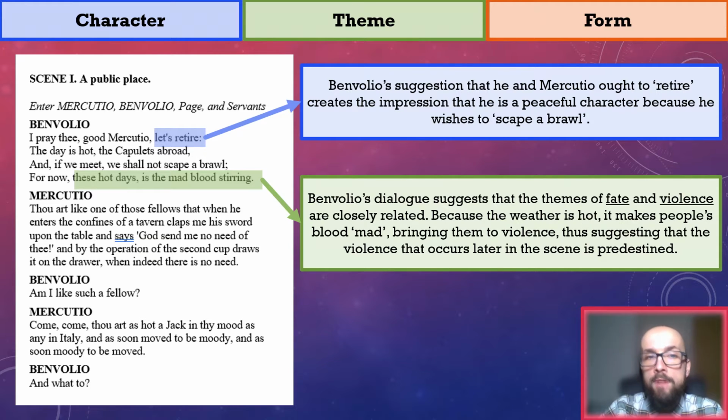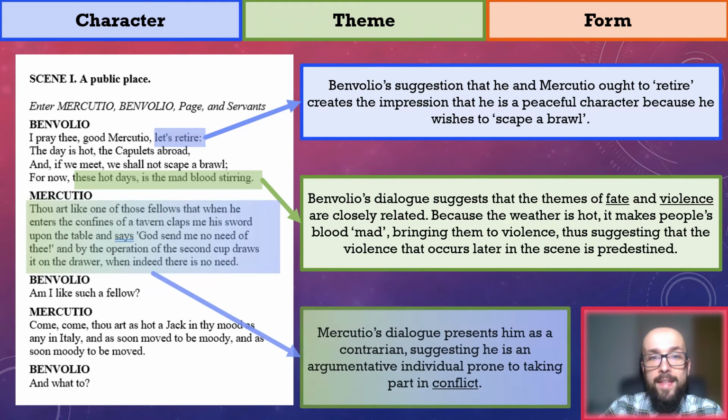Now when Mercutio responds to Benvolio's suggestion, Mercutio suggests that his friend is also prone to violence, given that he is like a pub goer who draws his sword after the second drink. Because he is disagreeing with Benvolio and making accusations about his character that more or less amounts to him calling Benvolio a hypocrite, I think we could say that Mercutio is a contrarian, a person who always disagrees with other people, thus suggesting that he is argumentative and prone to taking part in conflict.